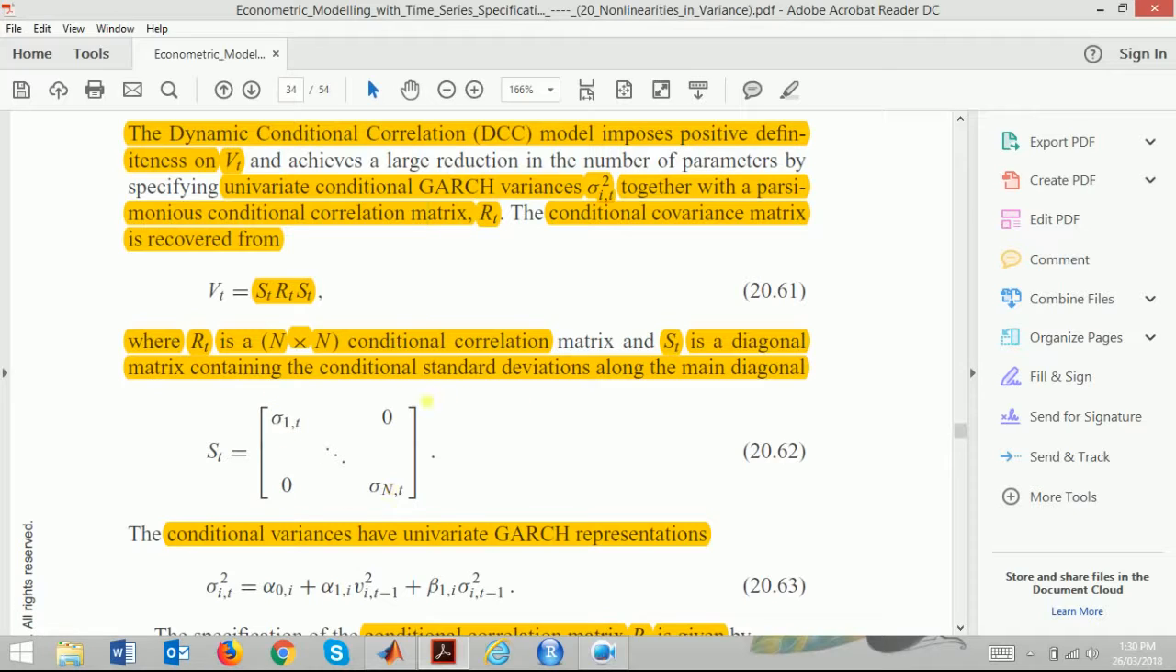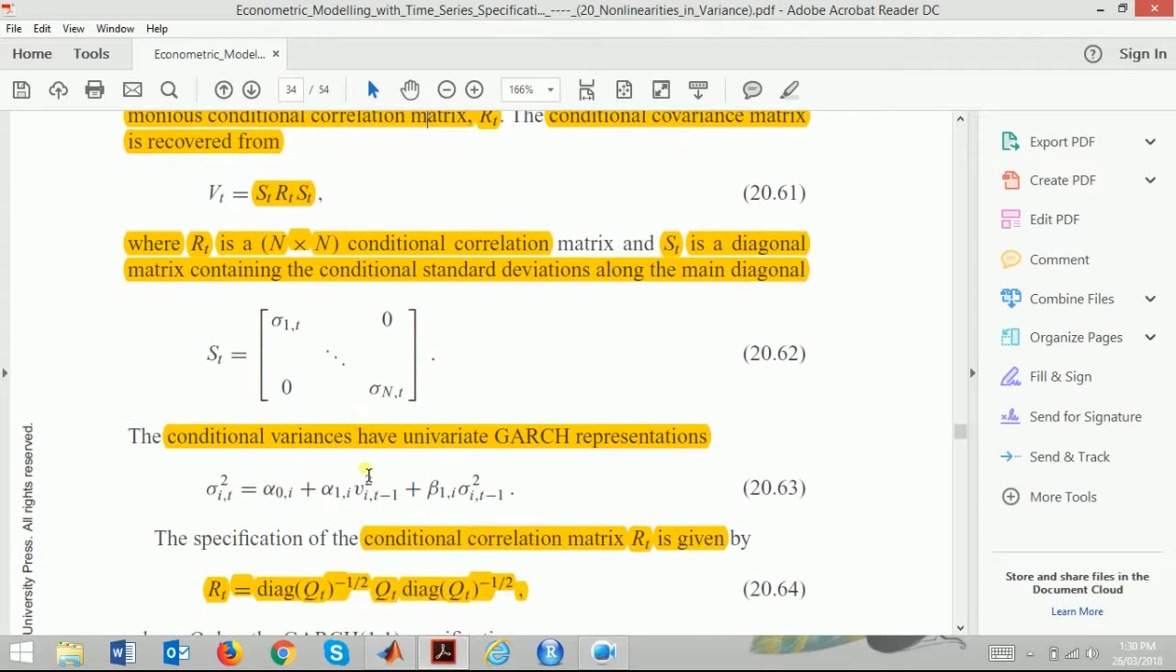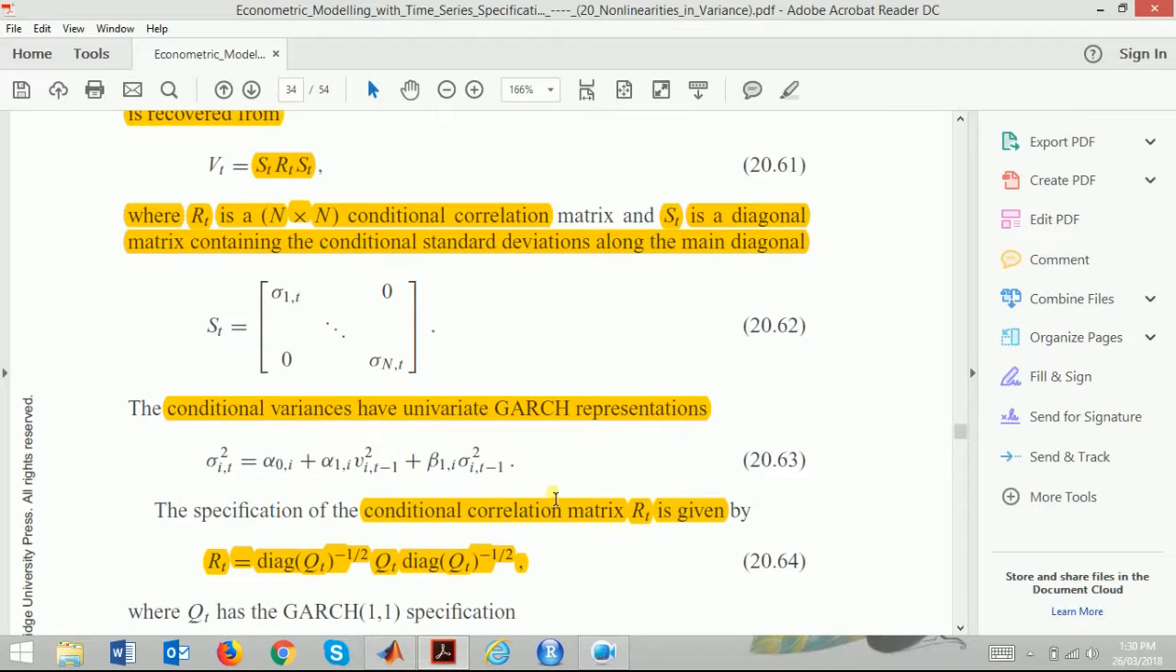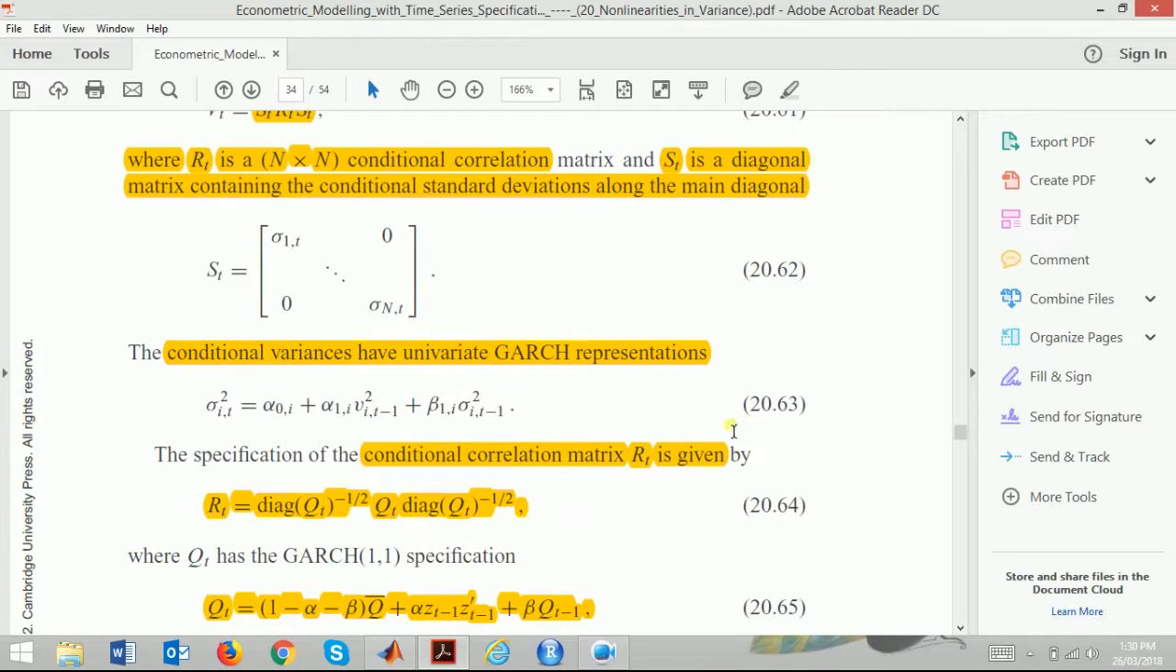So S is a matrix where everything is 0 except the diagonal, which we make by taking standard deviations. We just put standard deviations diagonally in a matrix. So the conditional variance has a univariate GARCH representation. With univariate GARCH we find the variance, you just square the standard deviations and put them inside the S matrix, the diagonal elements.